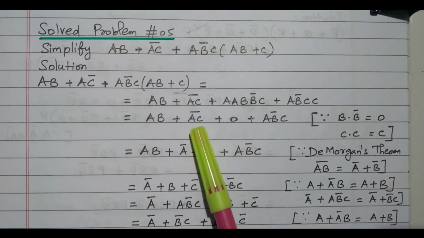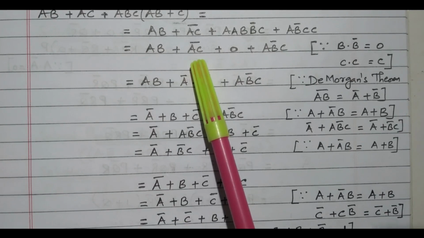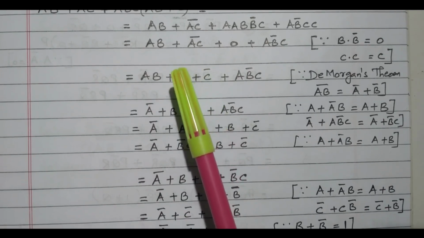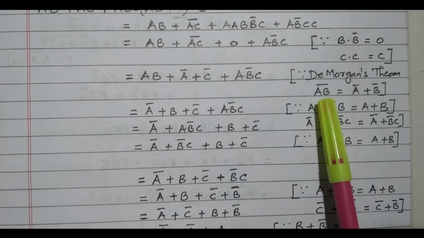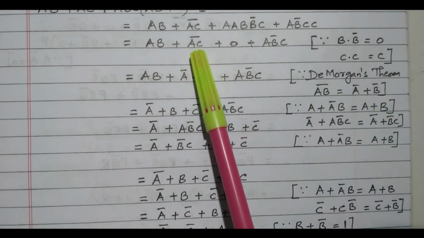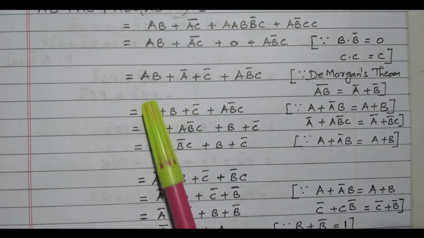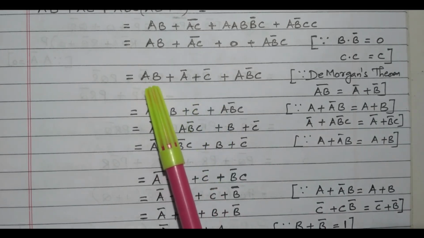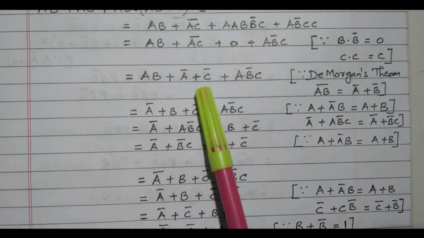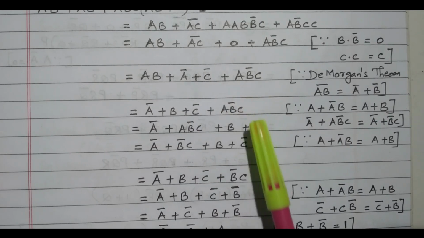It is nothing but AC bar. This AC bar, by using the De Morgan's theorem, this AB whole bar can be written as A bar plus B bar. Similarly, AC bar equals A bar plus C bar, right? So now what are the terms we have? AB plus A bar plus C bar plus AB bar C.